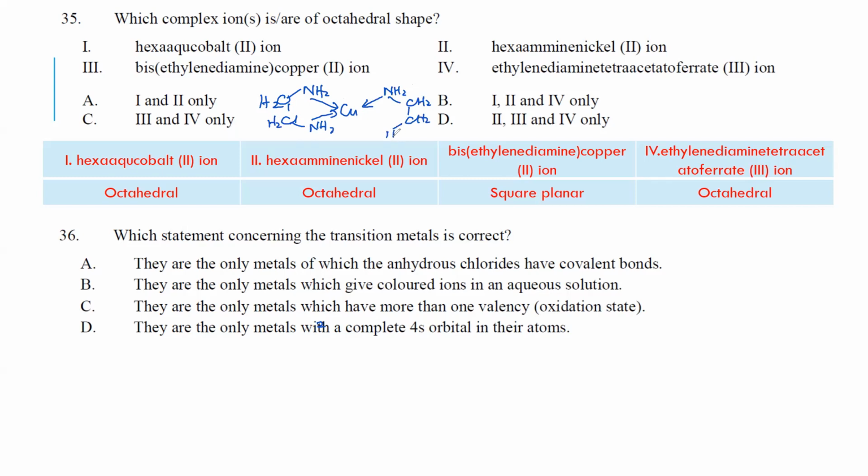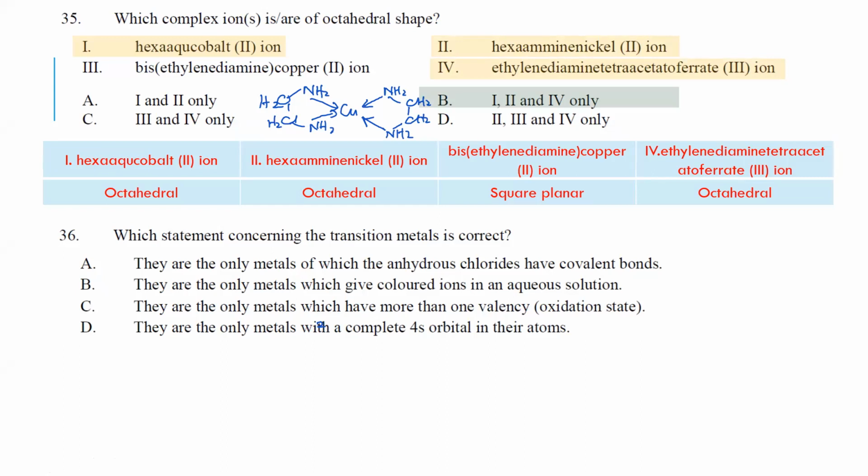Teacher, how do we know which is what shape? This one you have no choice but to memorize a bit. Okay. And then ethylenediaminetetraacetate, this one is EDTA. EDTA is a hexadentate, so definitely it is an octahedral structure. So here it is 1, 2, and 4. Okay. So only C, bis-ethylenediamine copper(II) ion, is square planar. Okay, so that is 35.